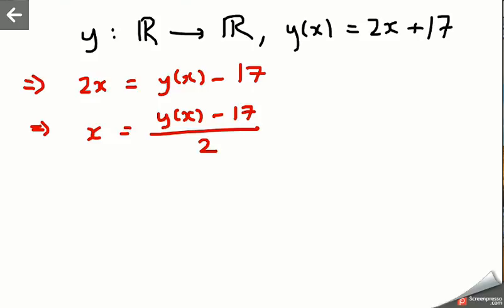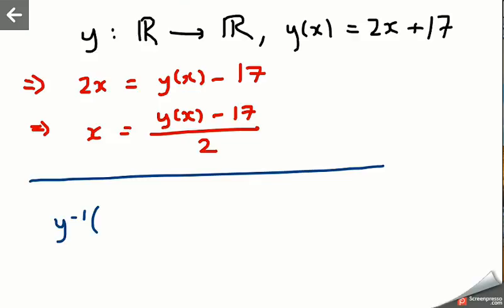So in other words, whatever goes into our inverse function, we have to subtract 17 from it and divide it by 2, since the inverse function is taking the outputs of y and sending them back to the inputs. In other words, our y inverse function is the function that takes an input, subtracts 17, and divides it by 2.